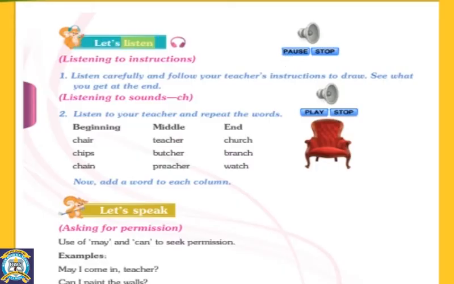Let's listen. Listen carefully and follow your teacher's instructions to draw. See what you get at the end. 1. Draw a big square on a sheet of paper. Draw a cone shape at the center of the square you've just drawn. Let the cone be small and inverted.